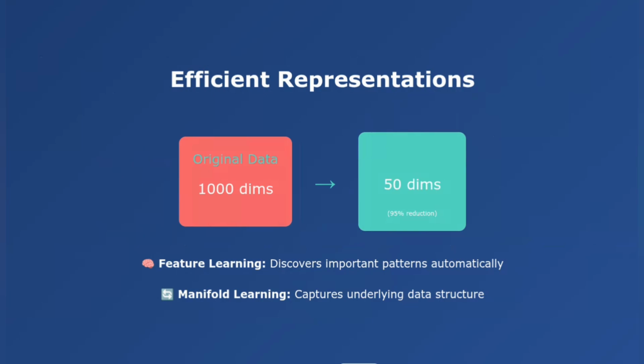For complex data like images, autoencoders can learn manifold representations, capturing the underlying structure of your data in a smooth, continuous space. This enables smooth interpolation between data points in the latent space, creating new, meaningful variations of your original data.